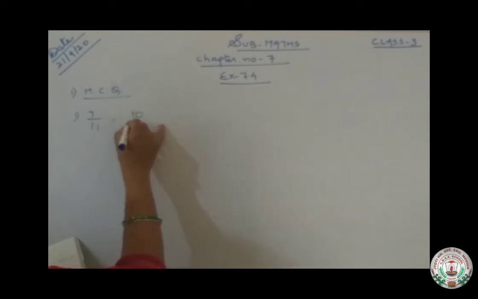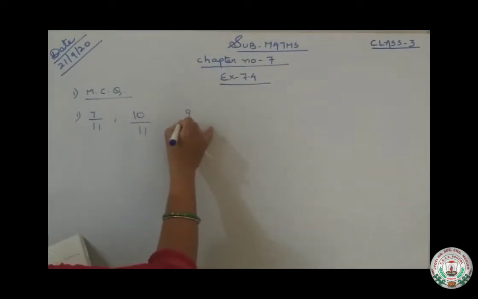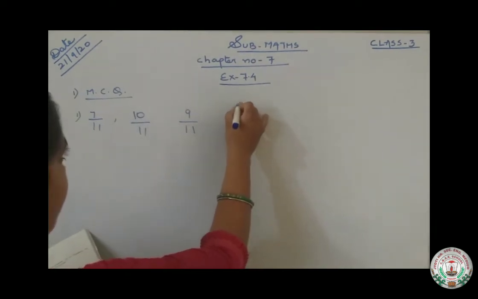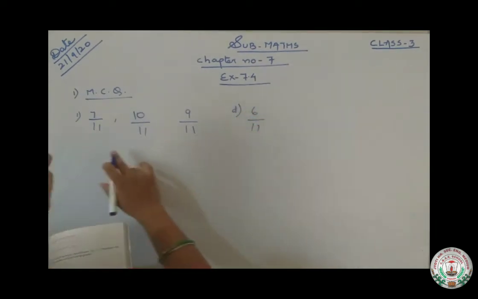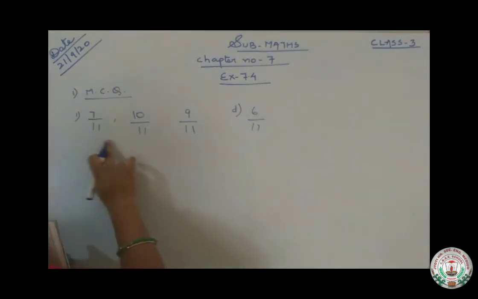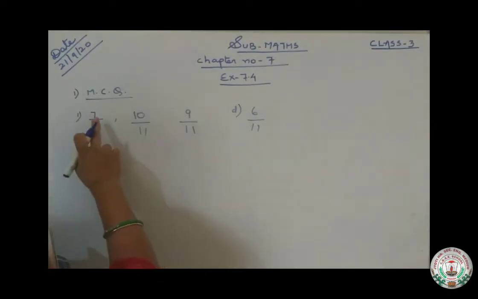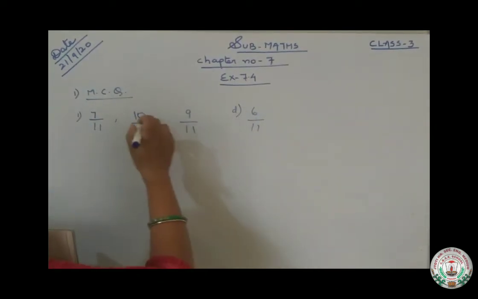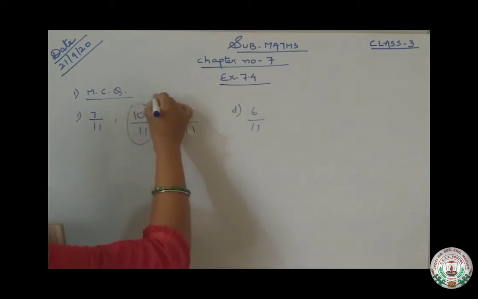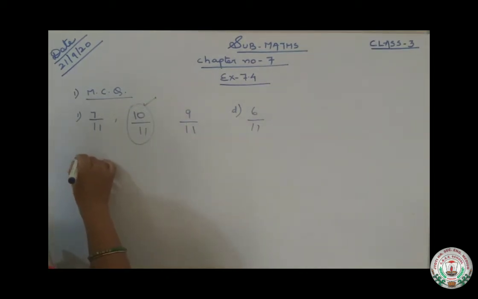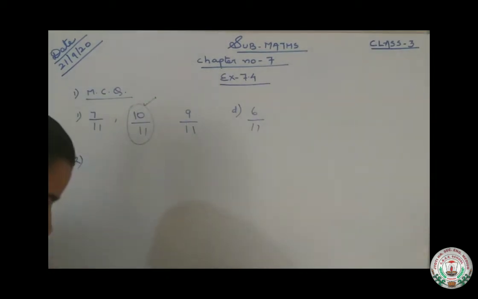So we will compare with our numerator. Which one is greater? All the denominators are same, so numerators are 7, 10, 9 and 6. So 10 is the greater. So you will tick on 10, that 10 by 11 is the greatest fraction.